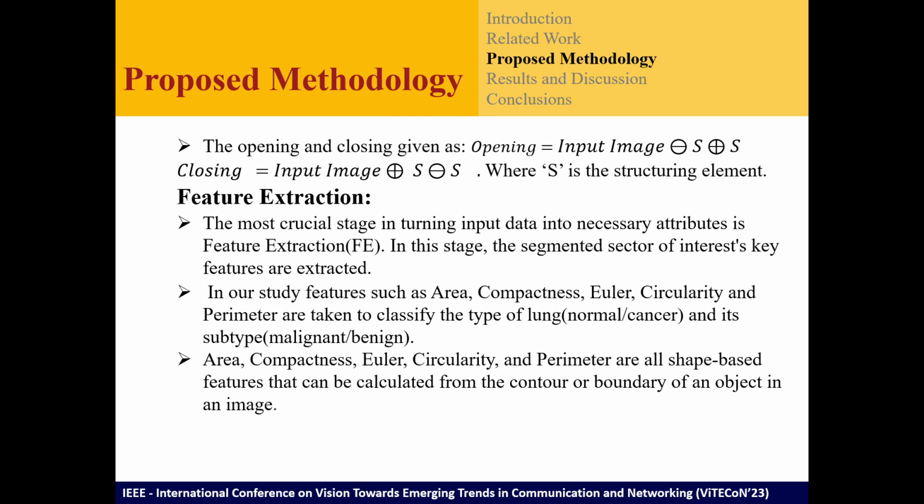The next step is feature extraction, the most crucial stage in turning input data into necessary attributes. In this stage, the key features of the segmented region of interest are extracted. In our study, features such as area, compactness, euler, circularity, and perimeter are taken to classify the type of lung, whether it is normal or cancer, and its subtype, whether it is malignant or benign. Area, compactness, euler, circularity, and perimeter are all shape-based features that can be calculated from the contour or boundary of an object in an image.